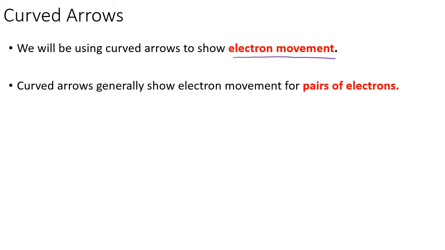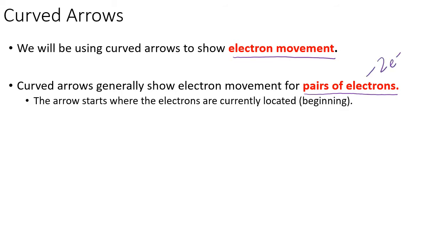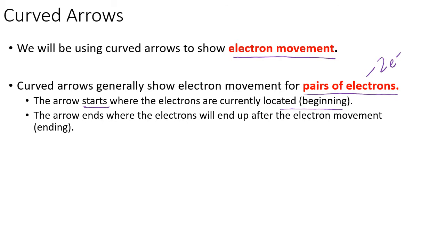When we show our movement of electrons, we're always going to move them in pairs for now. We will learn something later called radical reactions, where you could have an electron moving alone as one electron, but for now, when you see a curved arrow, you should assume that it's showing the movement of a pair of electrons, or two electrons together. Where the arrow starts, or the beginning of the arrow, is where the electrons are currently located. And where the arrow ends is where the electrons are going to.